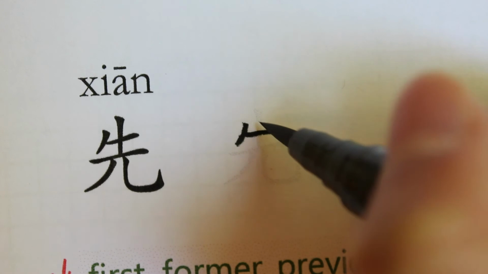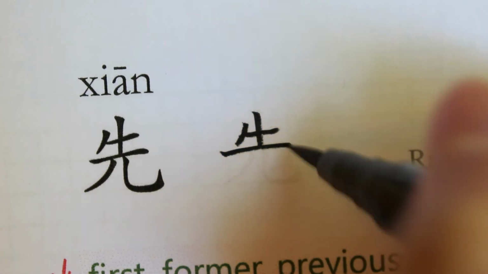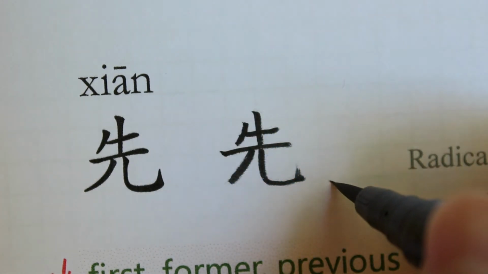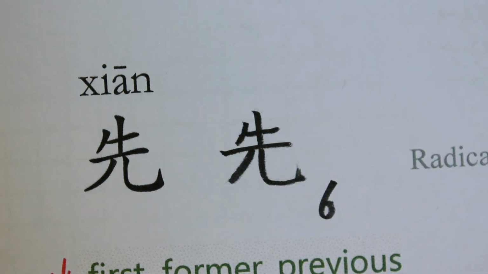1, 2, 3, 4, 5, 6. So 先 has 6 strokes. 有6画.